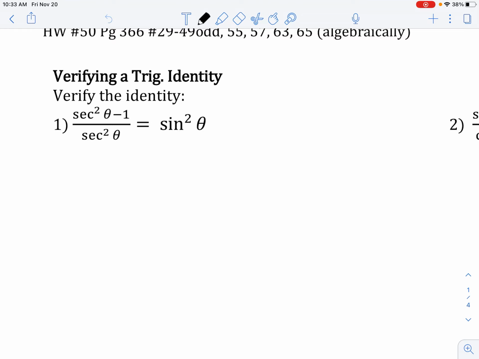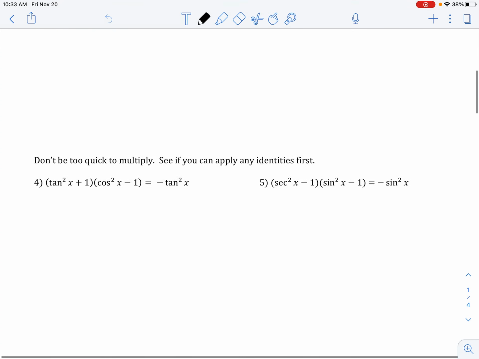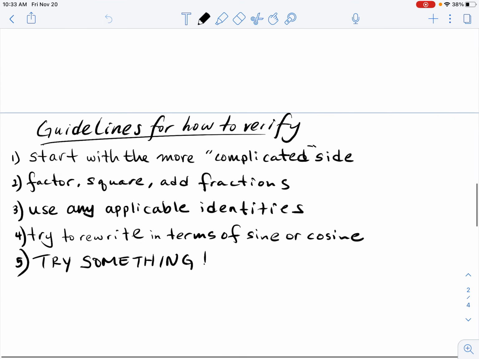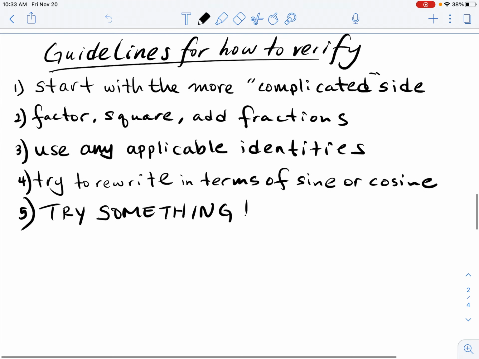There are some things that I will allow in this class just to make our lives a little bit easier, so there's a little less writing, but we'll get to that. The next thing I want to highlight is that verifying trig identities can be a tricky process for a lot of students. So I'm providing a couple of different guidelines here. These aren't really hard, fast, or steadfast rules. These are just some things to help guide you.